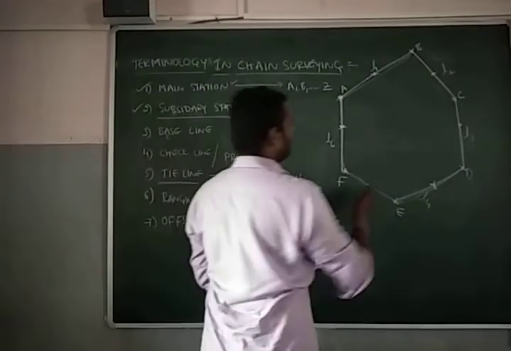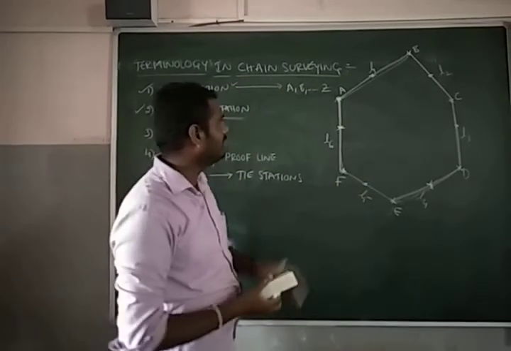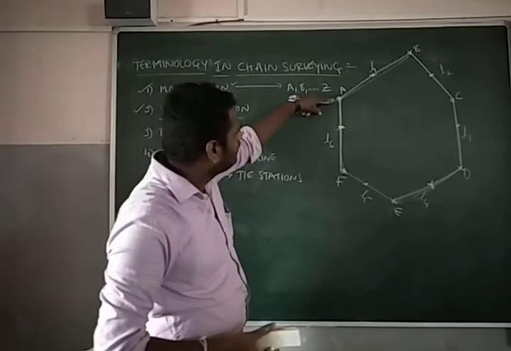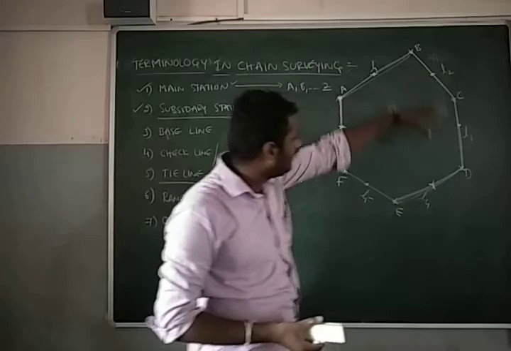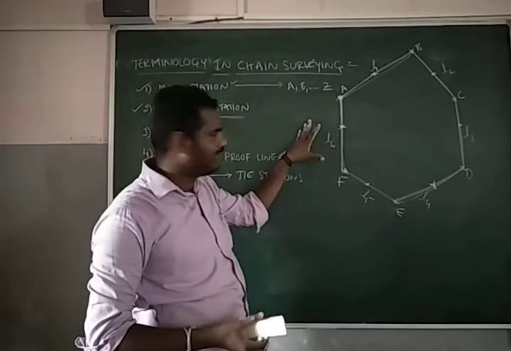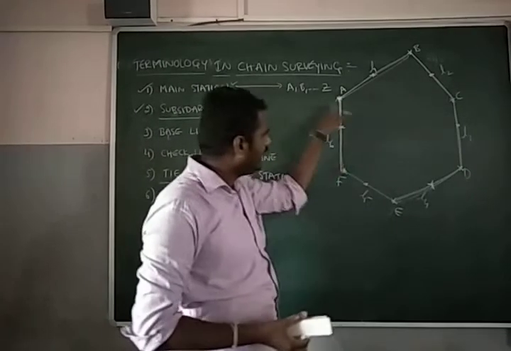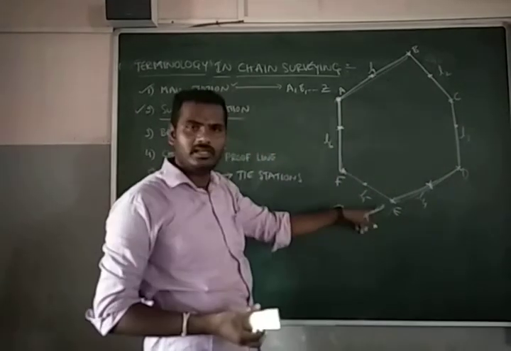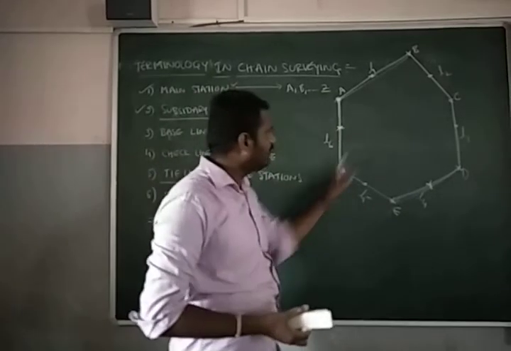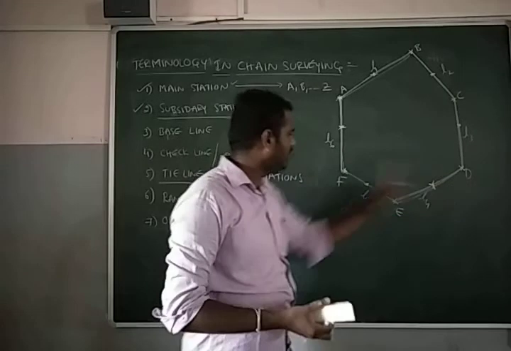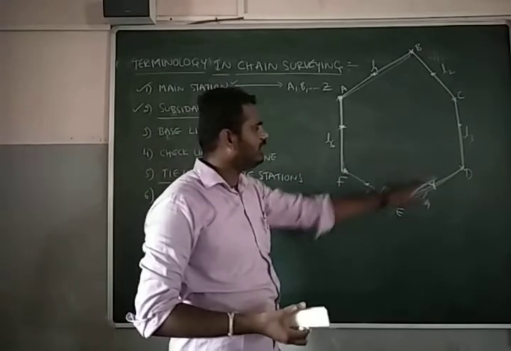Let me tell you one thing. L1, L2, L3, L4, L5, these are all different. Now, if you join A to C, A to D, A to E, and let us join F to B, F to C, F to D, and then E to A, E to B, E to C, E to D, like that.